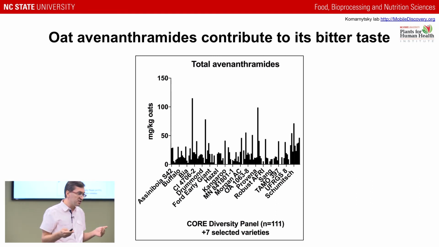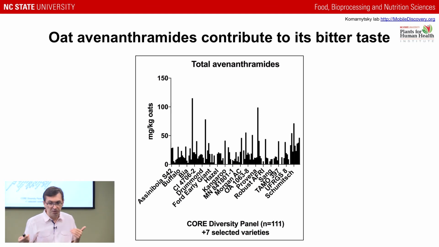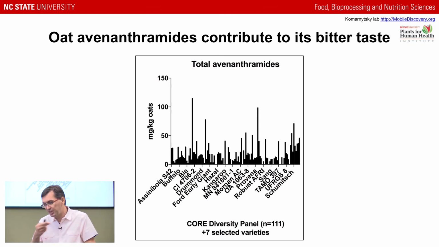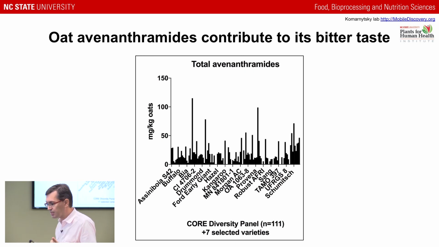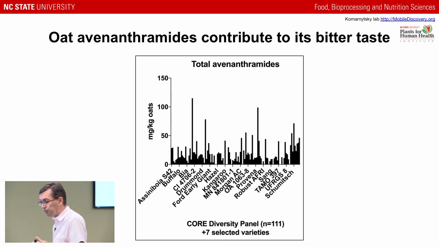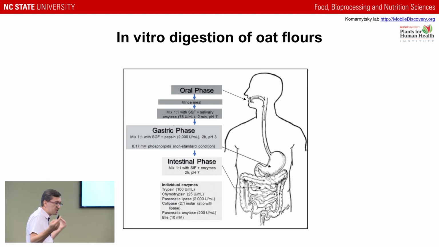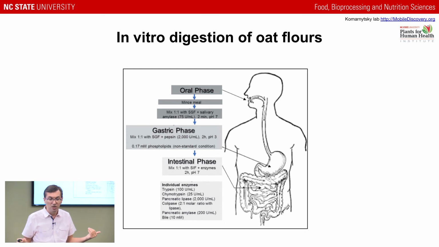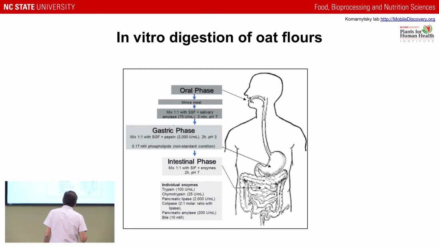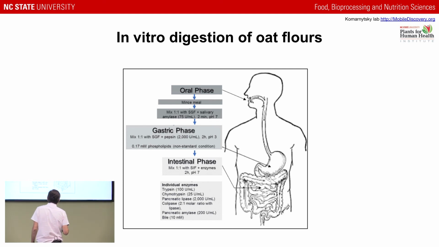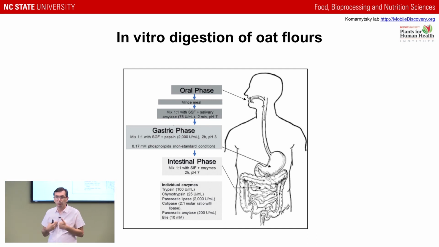So then we asked the next question. If we eat those oats, we obviously digest the flour, or the oat product, one way or another, before it hits our gastrointestinal receptors. So that's exactly what we did. We did the in vitro digestion of the flours, right? We put it through 3 simulated stages, the oral phase, the gastric phase, and the intestinal phase, and basically digested in a very similar way to what would happen in our body.